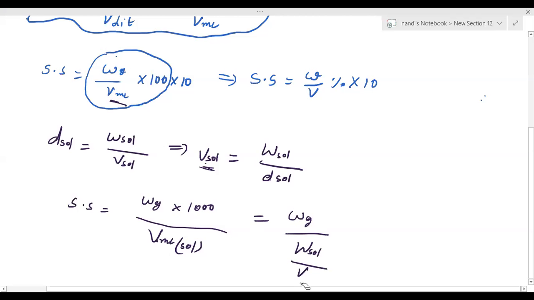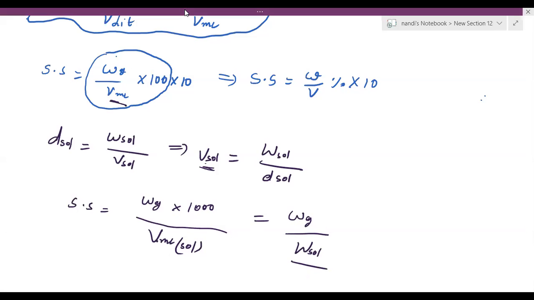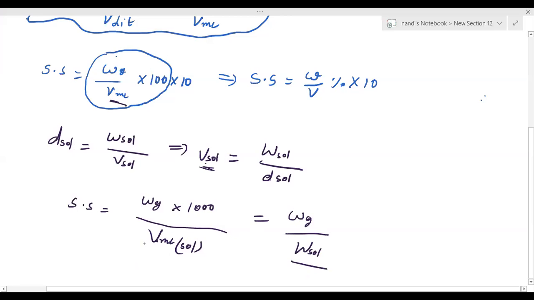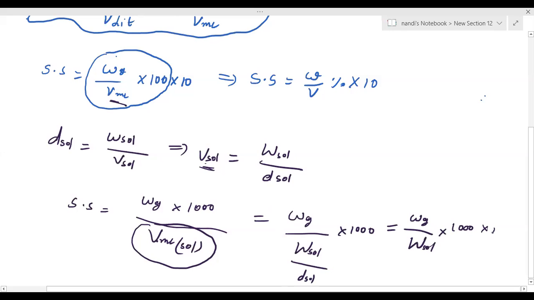Let's check it here. I'm writing very simple steps. I think you can understand. If you're not getting it, let me know, and again I will explain. I'm just substituting in place of V. So W by D into 1000. What can we write here, sir? This D will come up or not? W grams by capital W, this is solution, into 1000 into density. Is it correct? Anything wrong here?